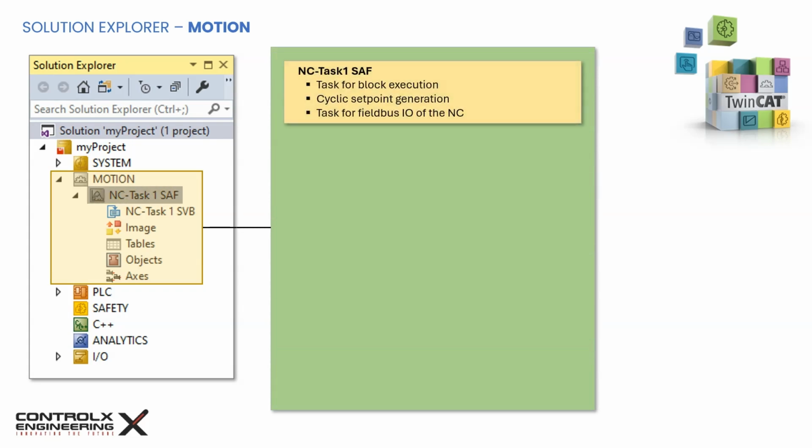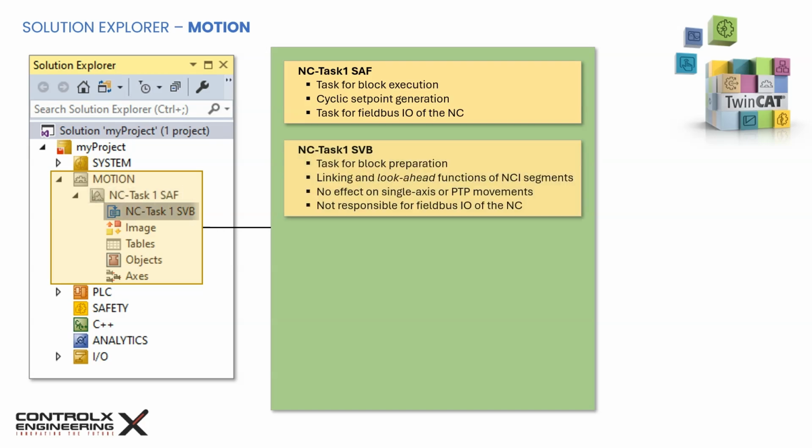The SAF task directly executes commands that do not require pre-processing and handles cyclic communication with the drive devices. It handles motion commands of the motion control library, performs cyclic setpoint generation of all axes and outputs to the drives. It also handles I/O communication of the numeric controller.